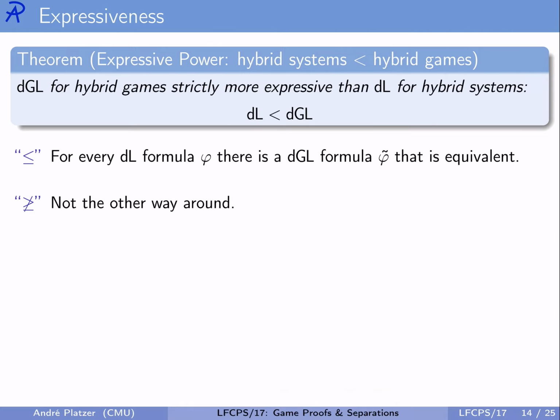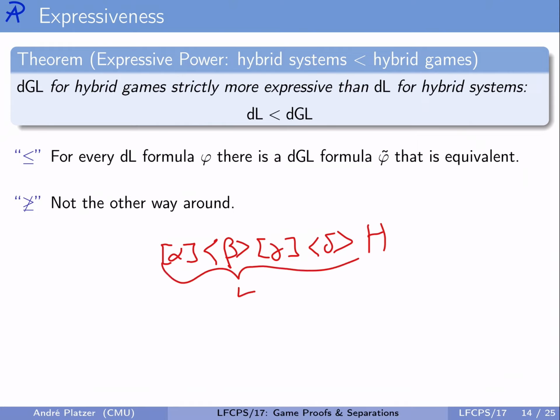Remember, in differential dynamic logic, you can already express some form of games by, for example, saying after all ways of running alpha, there is a way of running beta, such that after all ways of running gamma, there is a way of running delta, and things like that, and then you're happy. But that was still a bounded number of interactions for this particular case. But there really is a difference. You can say more things if you're allowed to use differential game logic. Not just can you say things in better ways, but you can also strictly say more things.